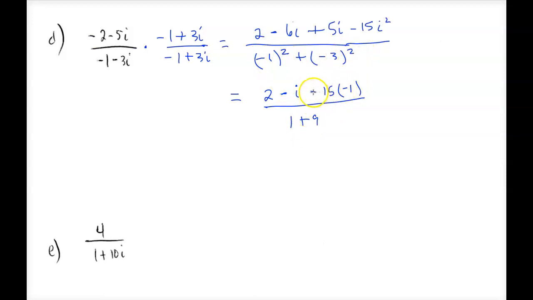Back to the numerator, we see that this negative times this negative ends up being a positive. So all this just ends up being 15. And of course, 15 plus 2 is 17. So we end up with 17 minus i divided by 10. And of course, written in true complex number form, we will have it as 17 over 10 plus 1 over 10i.